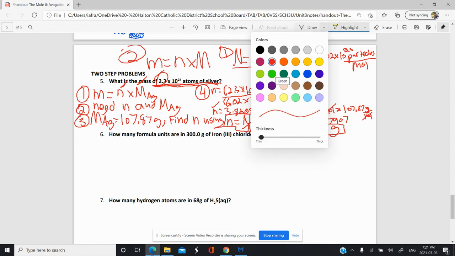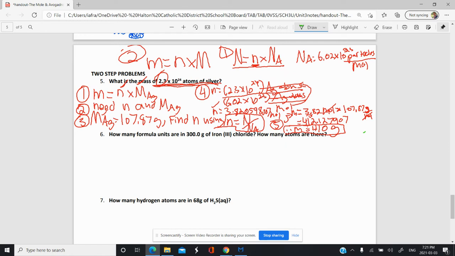Let's use a different color here. Let's go with green. So how many formula units are in 300 grams of iron 3 chloride? How many atoms are there? So there's 2 questions there that we have to do. We want to find the number of particles of iron 3 chloride and then the total number of atoms in there. So I'll call this part A, and I'll call this part B.